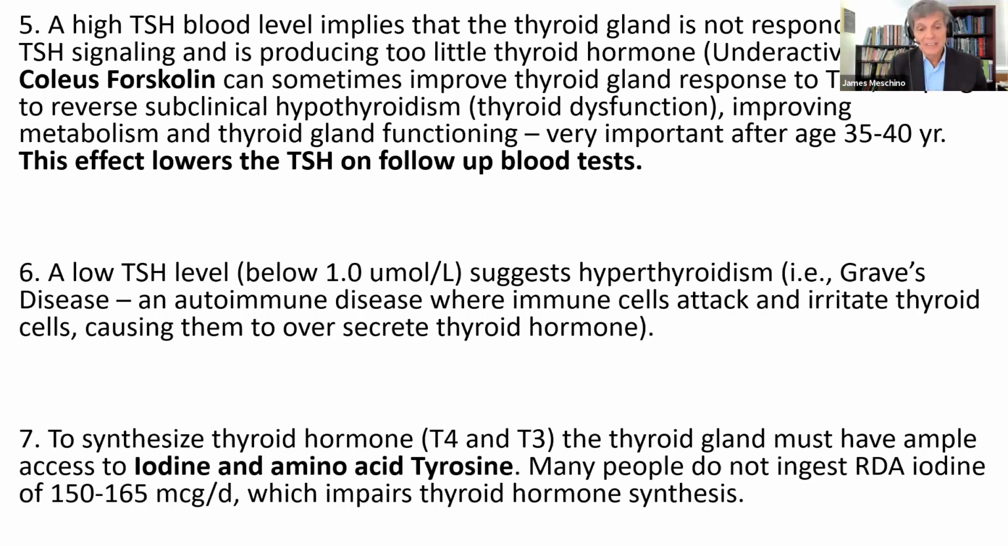Remember that to synthesize thyroid hormone, the thyroid gland must have ample amounts of iodine, because that's the prosthetic group, and also the amino acid tyrosine. So what we've learned so far is that there are 4 different nutrients that can be helpful to the thyroid gland under certain conditions. They would be iodine, tyrosine, gugulipid, and forskolin. We're going to come back and revisit that. A lot of people don't get the RDA levels or the desired amounts of iodine from day to day.